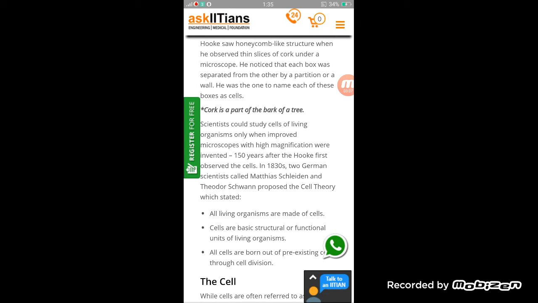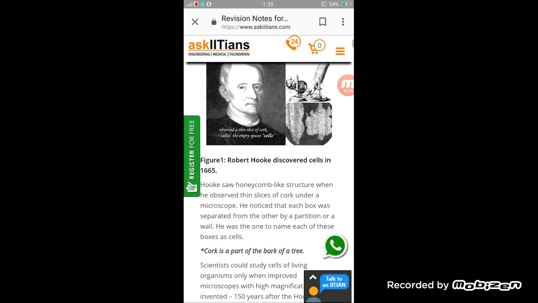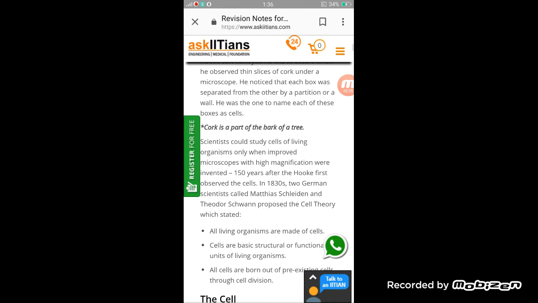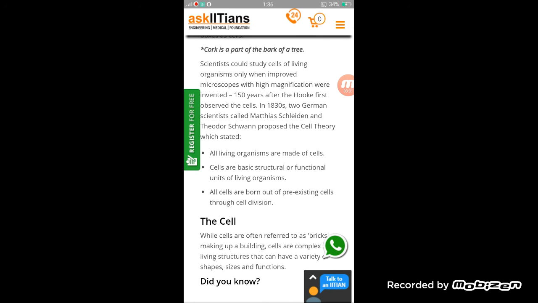He noticed that each box was separated from the other by a partition or a wall. Each cell was separated by a wall from another cell. He was the one to name each of these boxes as cells. So this is how cell was discovered by Robert Hooke. So what is cork? The word cork is given here. The meaning of cork is a part of the bark of the tree.